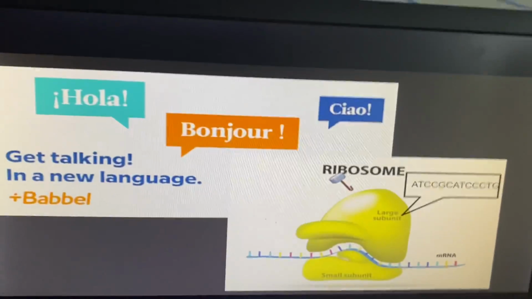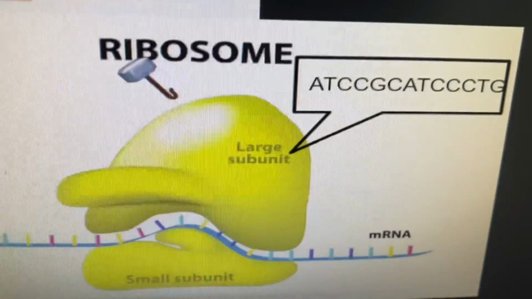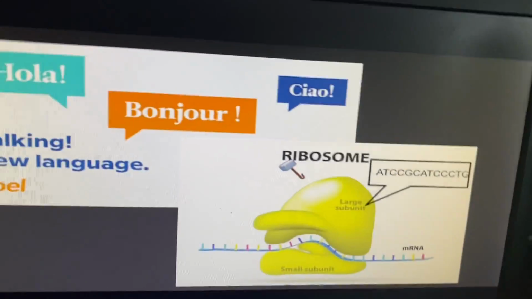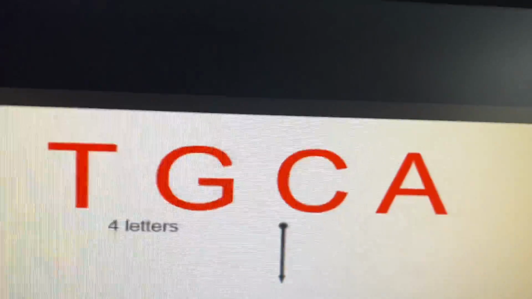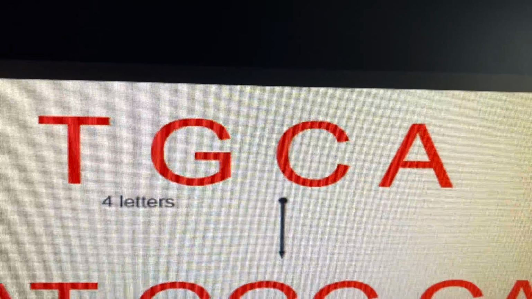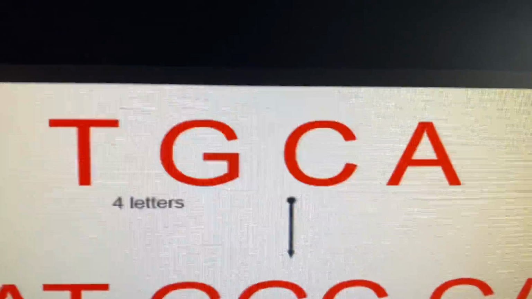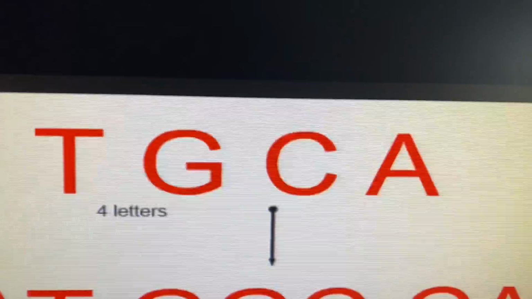All right, let's review the basics. Remember, ribosomes make proteins, and they know how to make proteins because they can read the directions which are written in DNA. All right, first rule, of course, is there are only 4 letters in the DNA alphabet. T, G, C, and A. 4 letters. They stand for thymine, guanine, cytosine, and adenine. But you don't need to know their names. You just need to know their letters. In the 10th grade, you can worry about their names.